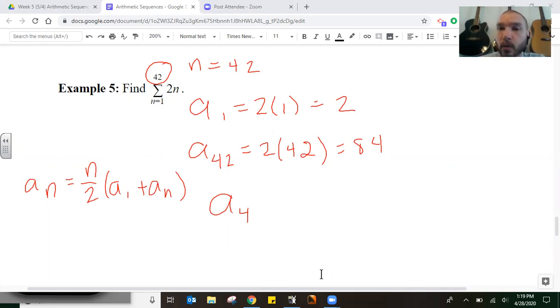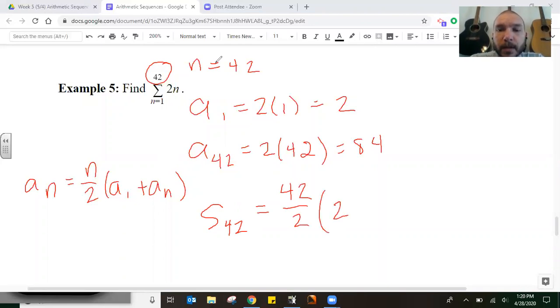No, S. Pay attention, I just made a huge mistake. We're not looking for A sub 42 this time. We're looking for S sub 42. That's the sum of the first 42 terms, not what term 42 is. So 42 terms divided by 2 times A sub 1, which was 2, the first term, plus A sub 42, 84, the last term. It's pretty neat why these formulas work, but I'm not going to get into it.